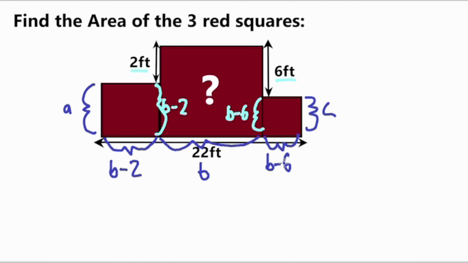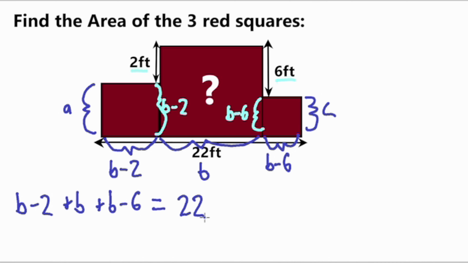And now we have this side length of 22 feet. We have it all in terms of B, which means that we can write an equation for it and solve for B, since we have all the same variable. So let's go ahead and do that. We have B minus 2 plus B plus B minus 6 is equal to 22. So all we need to do is solve for B.